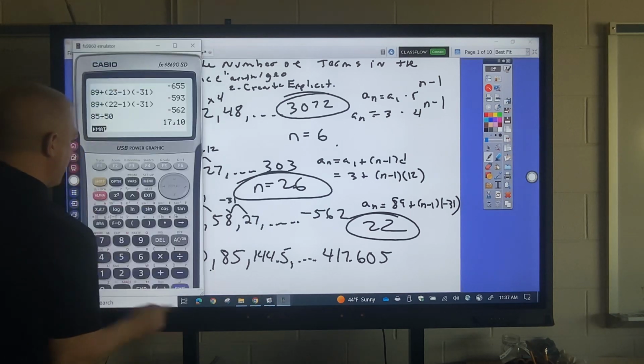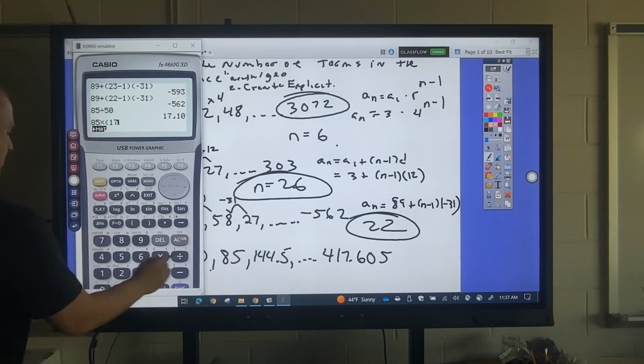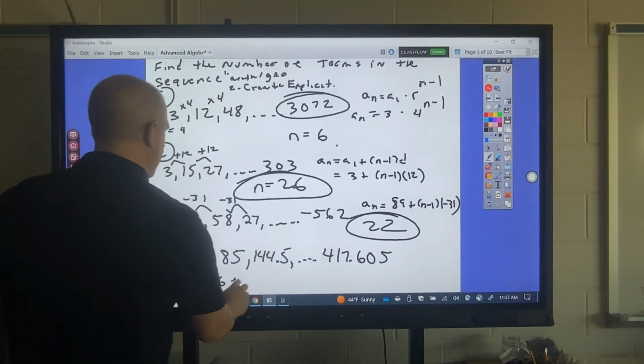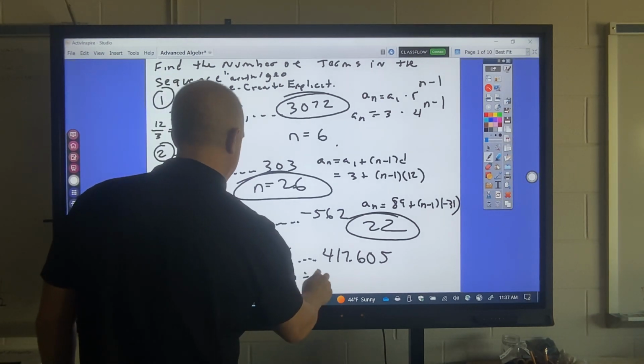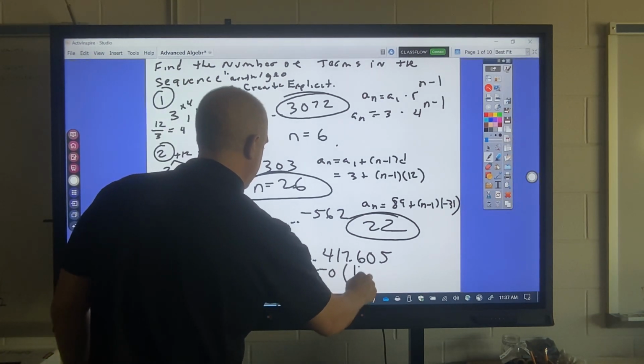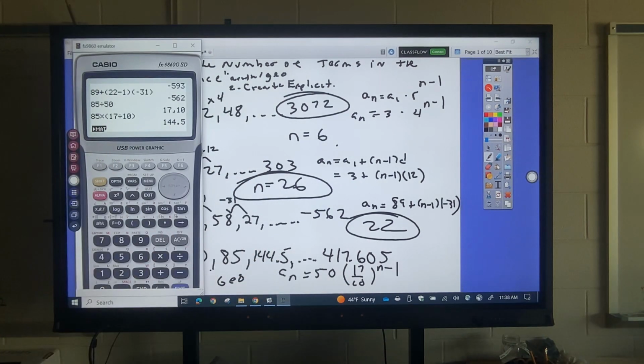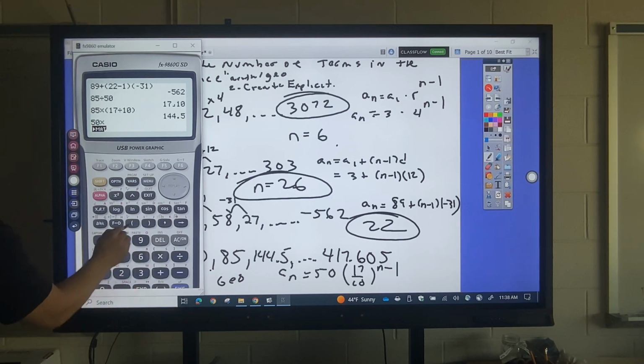If you multiplied 85 times 17 over 10, you get that. So this is a geometric one, so I would want to use the geometric formula: 17 over 10 to the n minus 1. And I'm trying to figure out 477. So 50 times 17 over 10, let's say to the 12th.